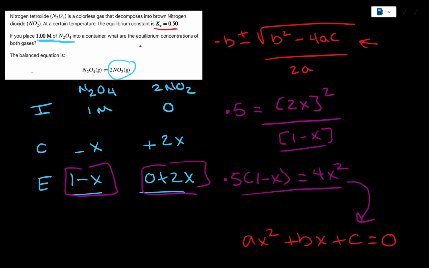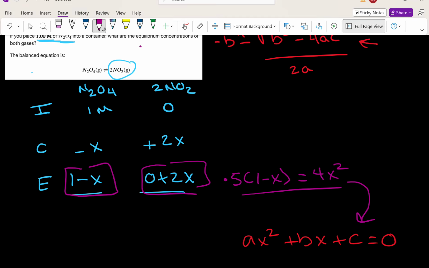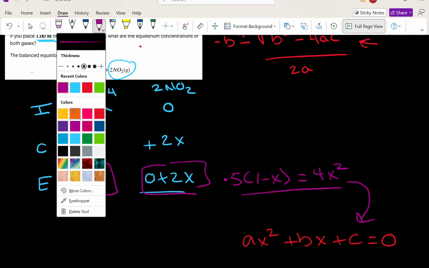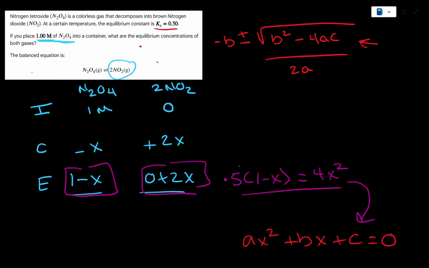Now remember, we want to take this right here and convert it into this. So what we're first going to do is, I'm actually going to make some room here. I'm going to delete this. I'm going to change colors again. What we're first going to do now is distribute the 0.5. So 0.5 times 1 is 0.5. 0.5 times minus x equals minus 0.5x. Equals 4x squared, right? Now we're going to try to move this to the other side.